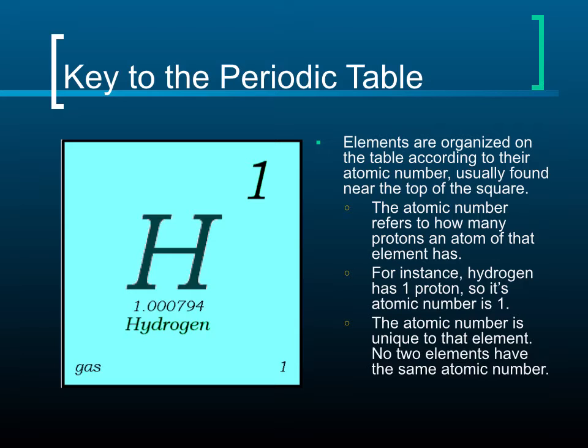Elements on the periodic table are organized according to their atomic number. Usually it's on the top, but that's not a guarantee. And the atomic number means how many protons it has. Hydrogen is the first element. It has 1 proton. And you will see the periodic table gets organized by increasing atomic number. No two elements can have the same atomic number. They can, however, have the same number of neutrons.